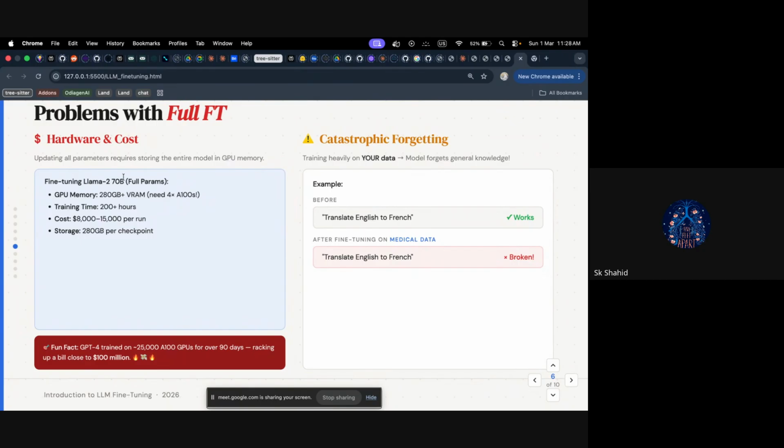In order to fine tune a Llama with 70 billion full parameters, you'll need a lot of memory, VRAM and more. Training time will be huge, cost will be huge, and the storage itself will be huge. One fact for you: GPT-4 was trained on 25,800 GPUs for more than 90 days, actually more than 100 days even. And the cost was racking up to $100 million to train a model at the scale of GPT-4. We understand that we use it daily.